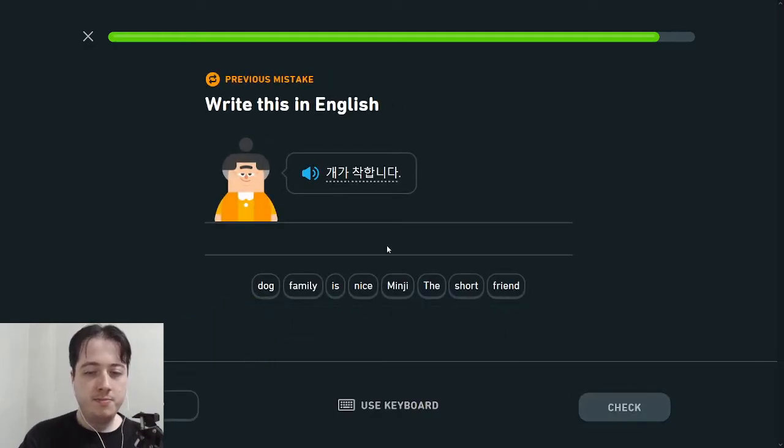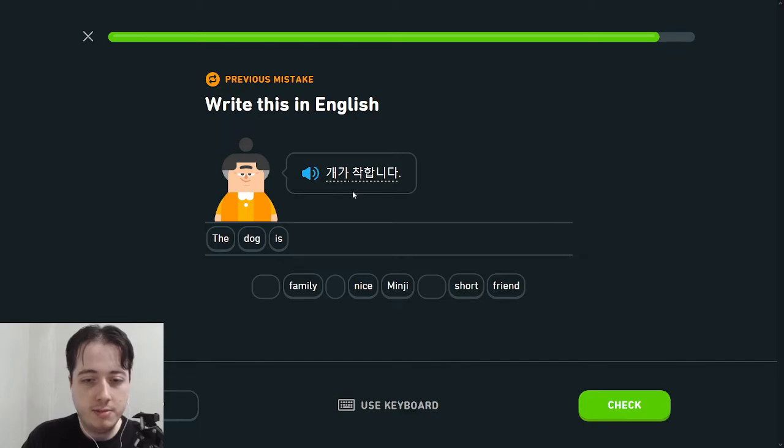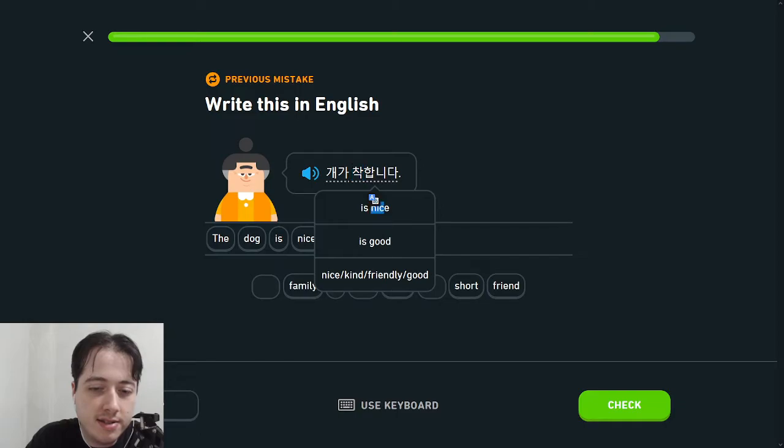개가 착합니다. The dog is 착합니다, so it's nice. So this J here has a cross. So 착 with a cross, 착합니다. Is nice.